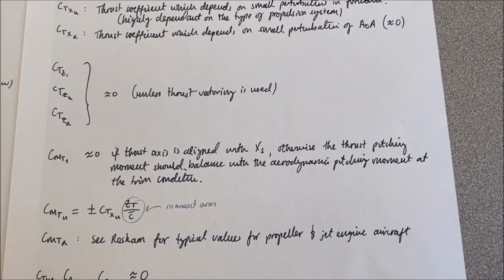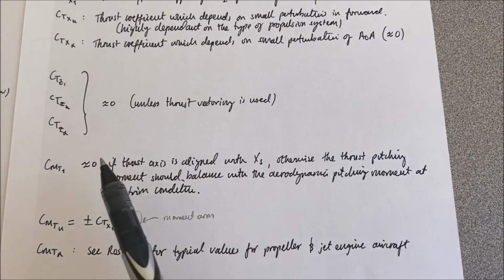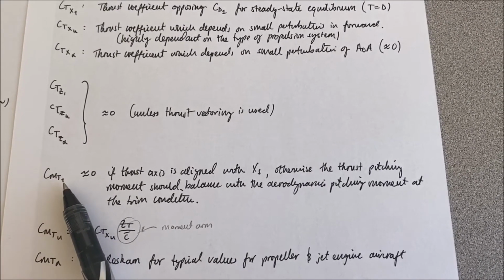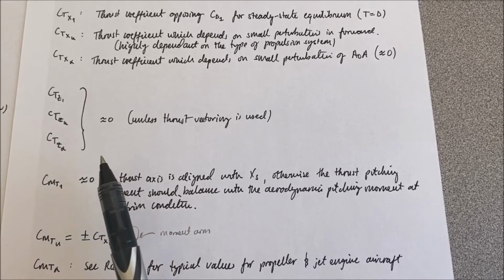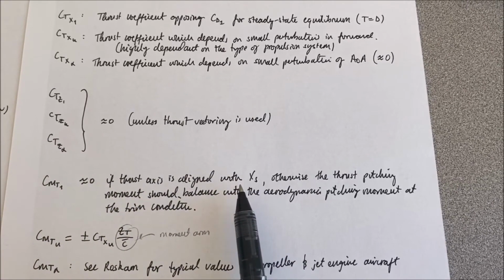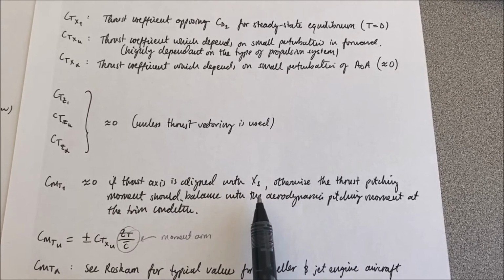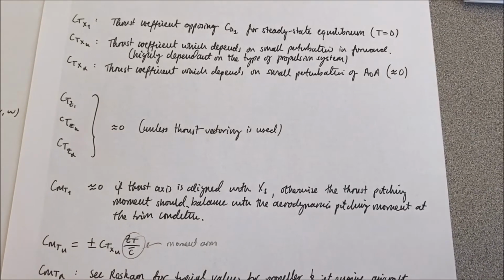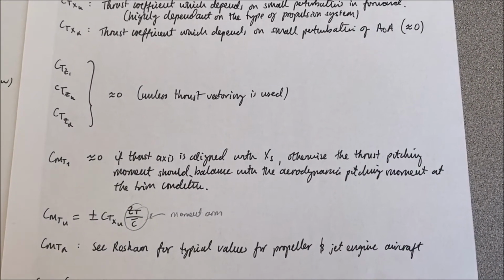So then moving on to the CM terms. The first one, obviously in the trim condition, we can consider the pitching moment coefficient to be 0. So if the thrust axis is aligned with the XS axis, but in general, obviously the thrust pitching moment should balance with the aerodynamic pitching moment in a trim condition. Otherwise, we'd end up with some kind of pitching moment, which we wouldn't have in a trim condition, right?